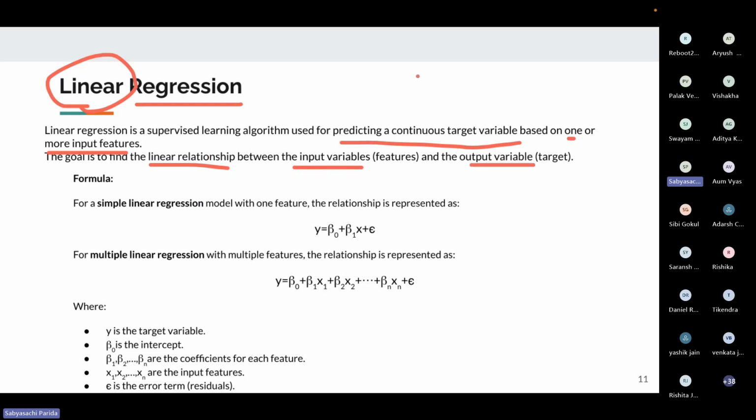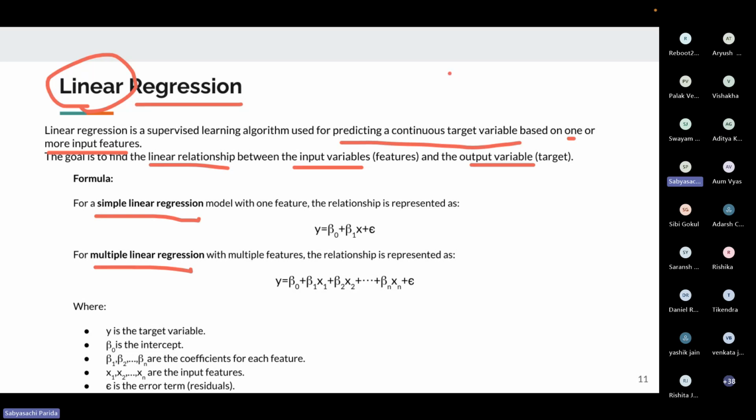So whatever my input is, based on that I want to predict, assuming there is a linear relationship between the input and the output. And for the formula, there are two types of linear regression: one is simple linear regression and the other is multiple linear regression. Okay.